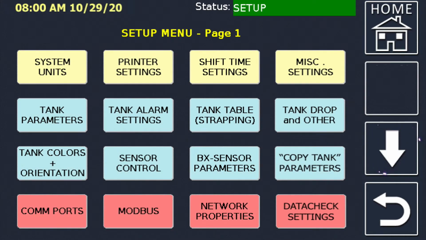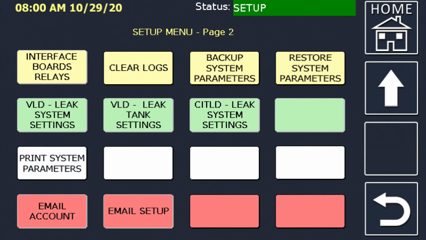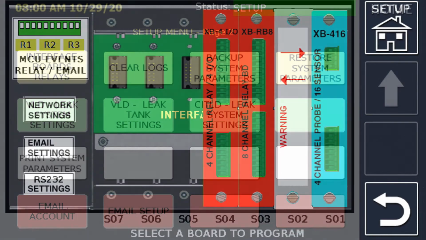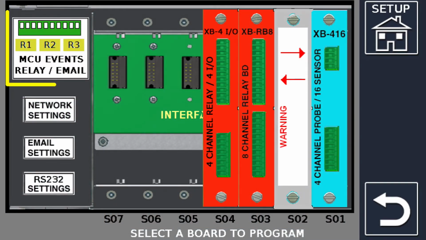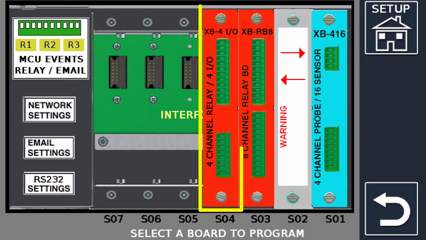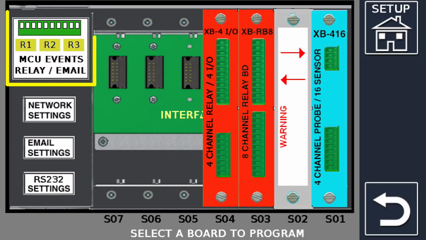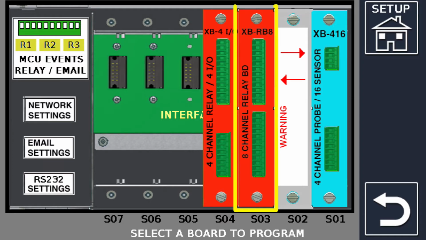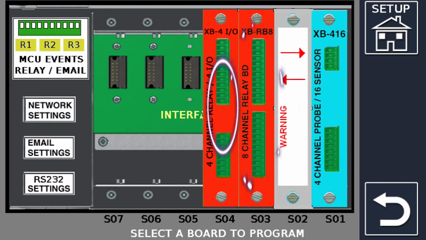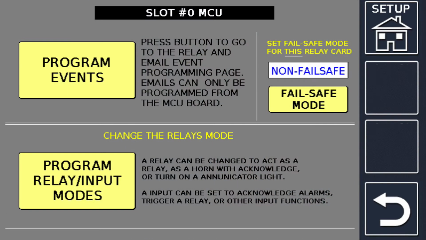Use the down arrow to go to page 2 of the Setup menu. Pressing the Interface Board Relays button will bring you to the following page. Proteus X models can program the MCU, XBRB8, and XB4IO, shown as plug-in cards. Proteus K models can program the MCU, XCR8, shown as an XBRB8 plug-in card. MCU, XBRB8, and XB4IO alarm events are programmed in the same manner, and pressing the appropriate icon will bring you to the following page. The line at the top of the page should display the selected item.